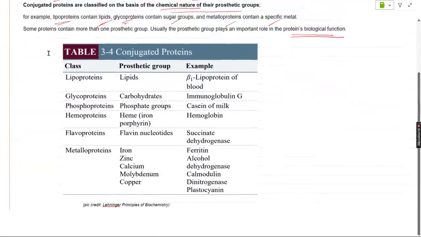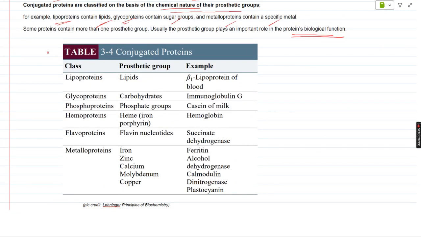Here is the list of some common conjugated proteins that I've taken from Lehninger's Principles of Biochemistry textbook, and I request all of you to know this because they might even ask it as a simple match the following question. Lipoproteins have lipids as the prosthetic group, an example is beta-1 lipoprotein of blood. Glycoproteins have carbohydrates, and one example is immunoglobulin G, that is IgG. I'll be discussing more in the immunology lectures. Phosphoproteins contain phosphate groups as the prosthetic group, and one example is casein of milk.